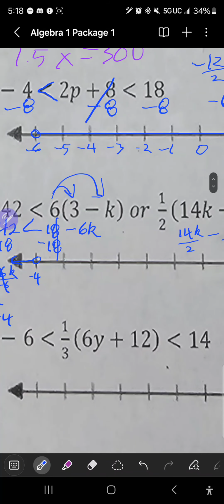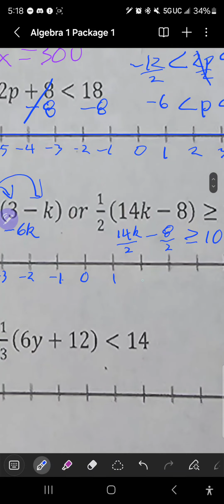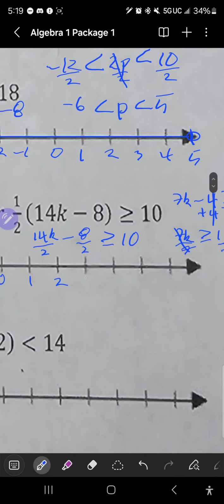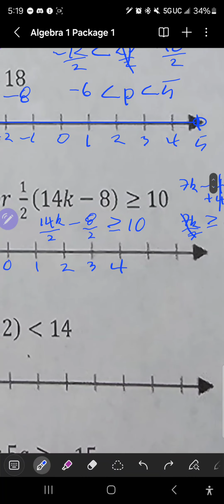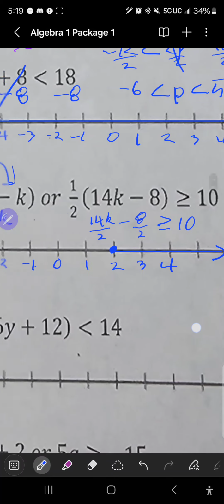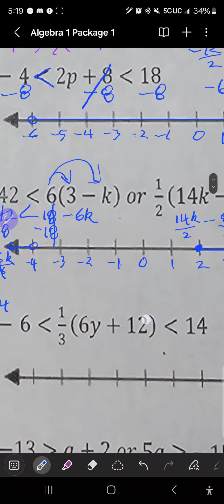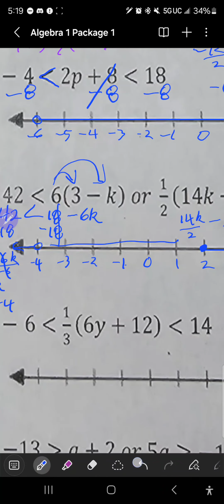And now we go to our graph, and this is -3, -2, -1, 0, 1, and 2. Since it is going to the right, we know that it is greater than, so our arrow needs to be going to the right. And as you see now, there is an equal sign, so we paint the circle. Now we do the arrow to the right. And this is basically how we do an OR function. As you see, there is an empty space in the middle.